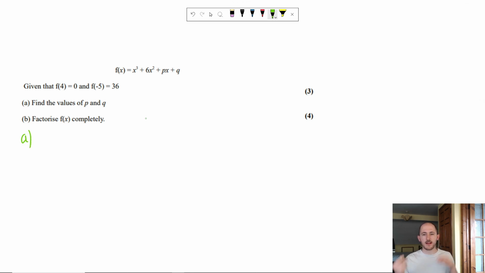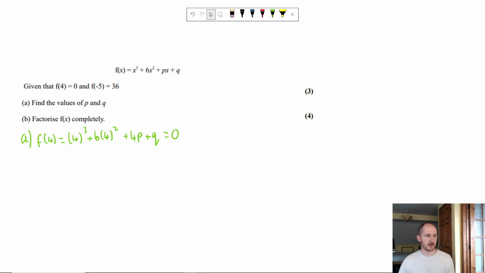Well, remember, they never give you useless information. So if you're ever unsure of what to do in a question, just use the information mathematically. They're telling me f of 4 is equal to 0, so why don't I write that out? They're saying that f of 4, which would be equal to 4 cubed plus 6 times 4 squared. All I'm doing is I'm subbing in 4 in place of x in this equation, plus 4p plus q should equal 0.